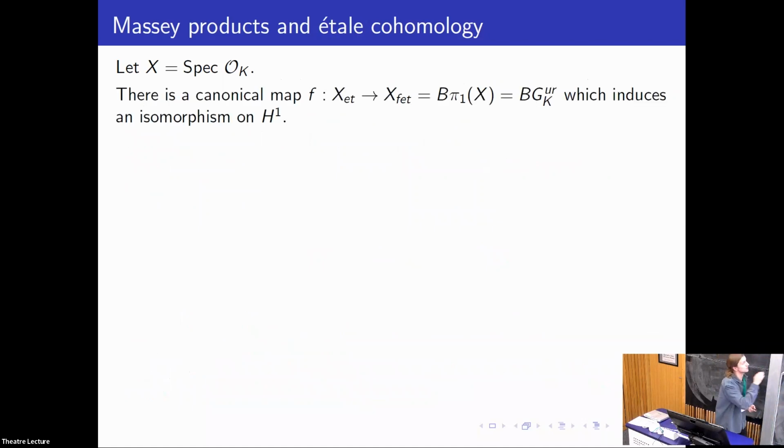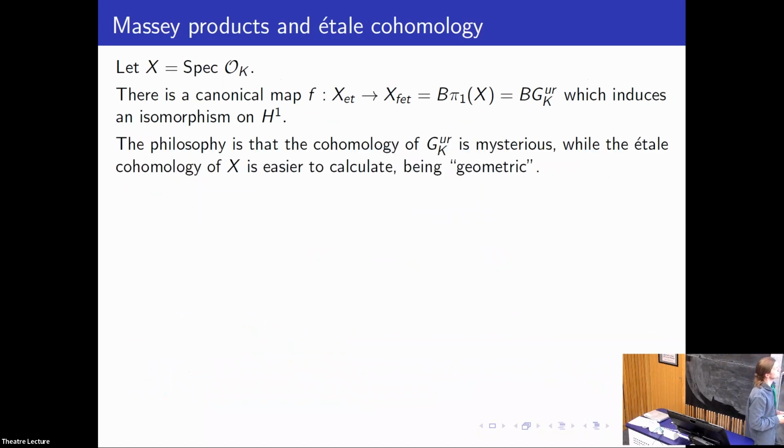So you have such a classifying map, which induces an isomorphism in H1. Then the philosophy is that this mysterious cohomology of G_K^{ur}, versus the étale cohomology of X, we like to be here. It's geometric, we can do things here. Here, we're scared, we don't know much. So we want to be here. That's why we're using F to go to X. And there we can do calculations and compare the cohomology of X with the cohomology of G_K^{ur}.